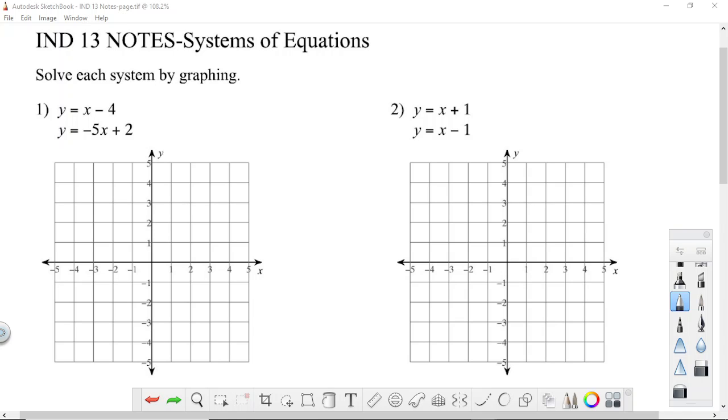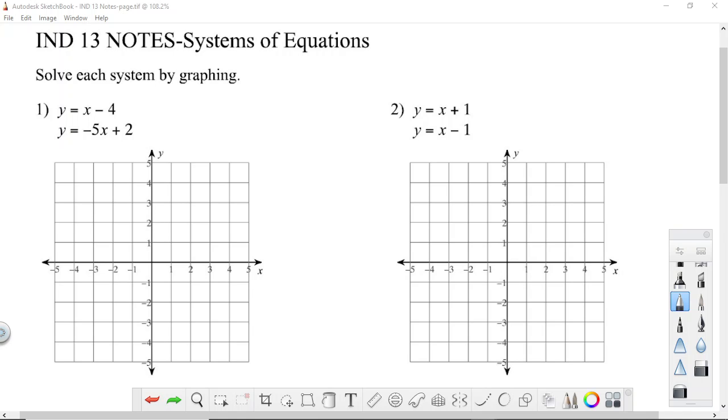Hello, algebra students. We're looking at indicator 13 today, and this involves solving systems of equations. So we have here in number 1, for example, two equations. That is a system. And the solution to the system is the ordered pair, that is, an x and a y value, that satisfies both equations.